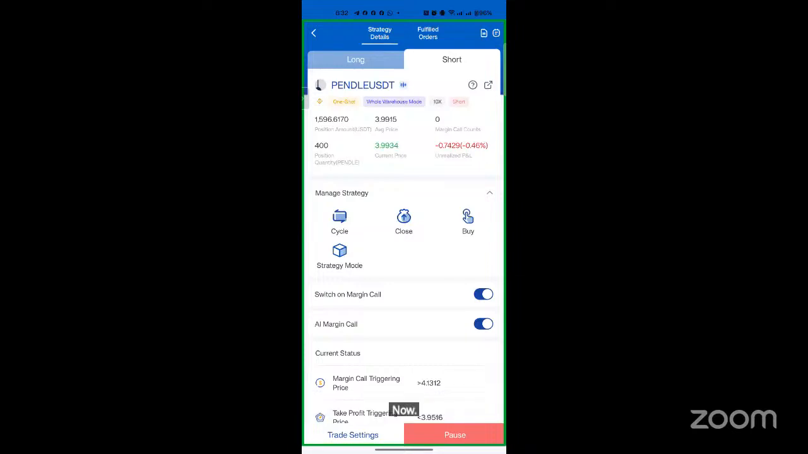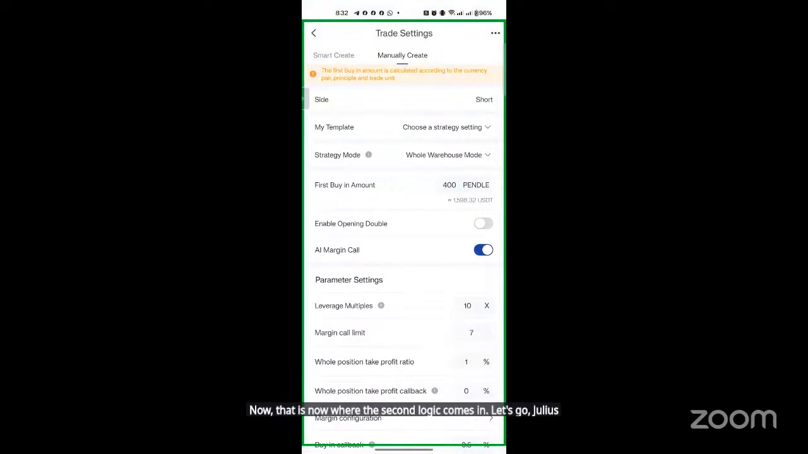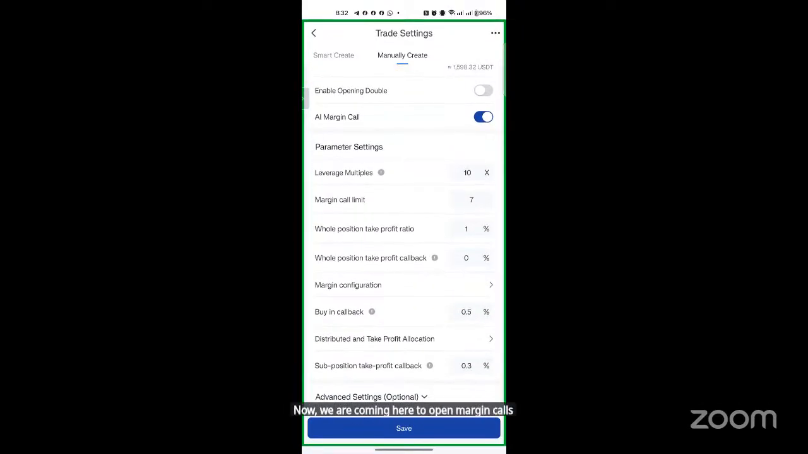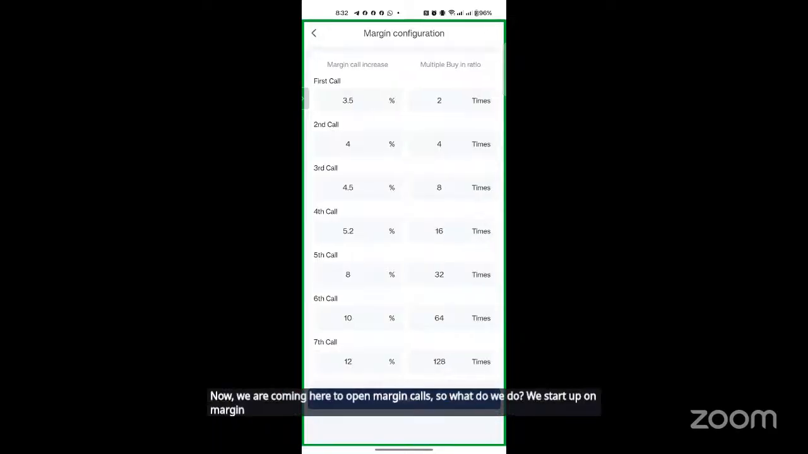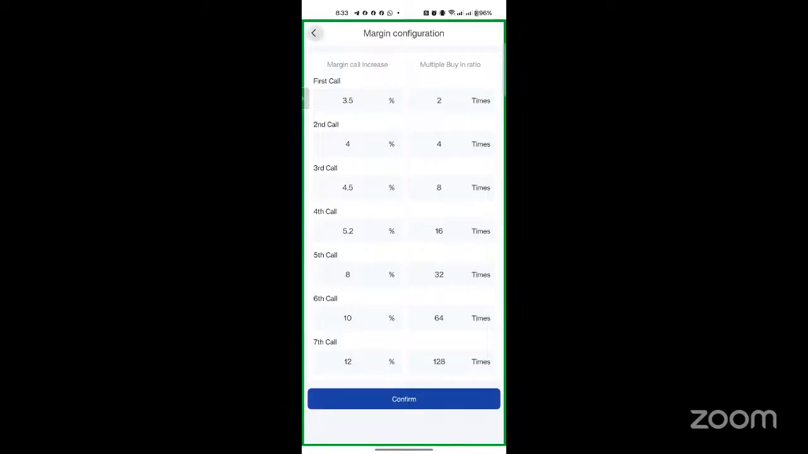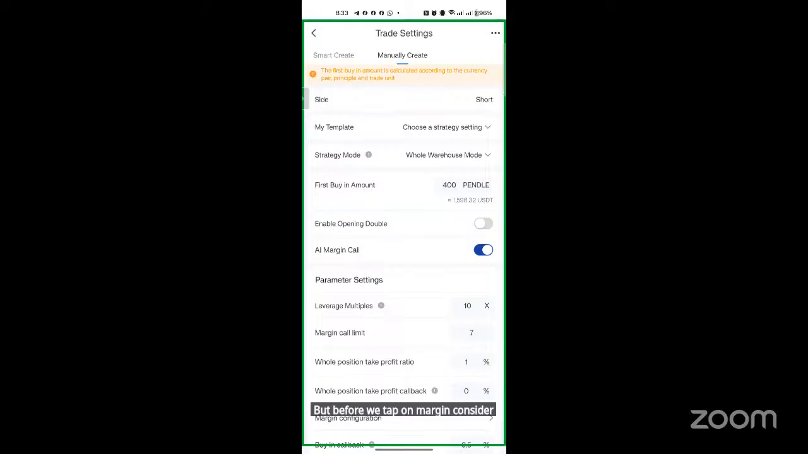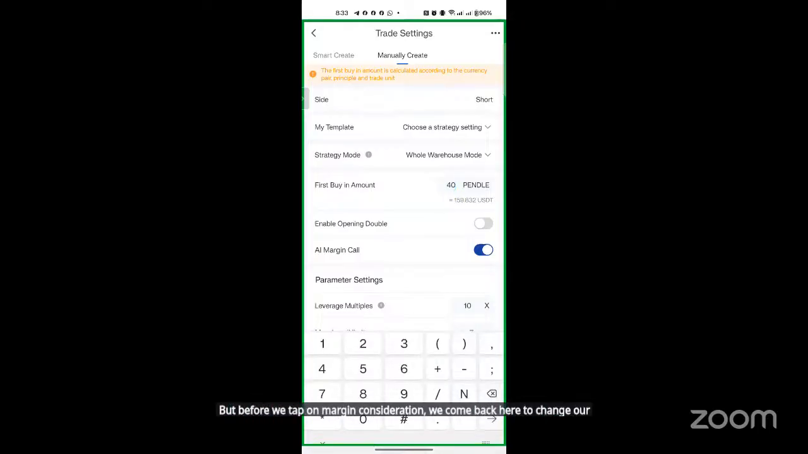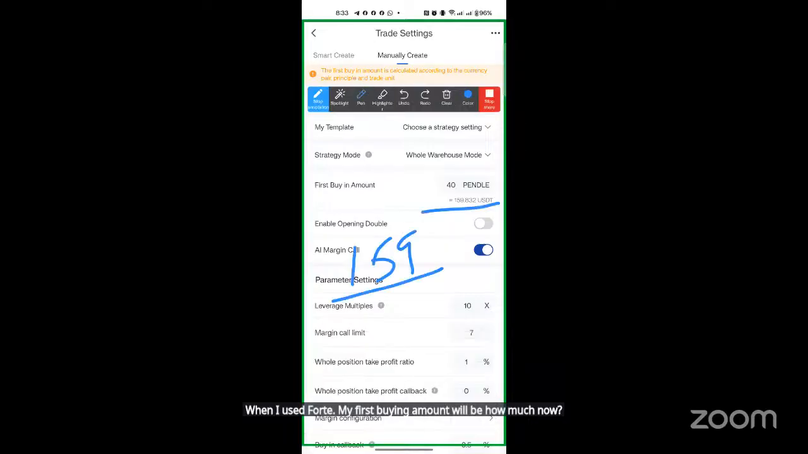Now that is where the second logic comes in. Let's go, Julius, and open margin calls. Now we are coming here to open margin calls. We shall tap on margin configuration. But before we tap on margin configuration, we come back here to change our first buying amount. When I use 40, how much will my first buying amount be? I have put 40.